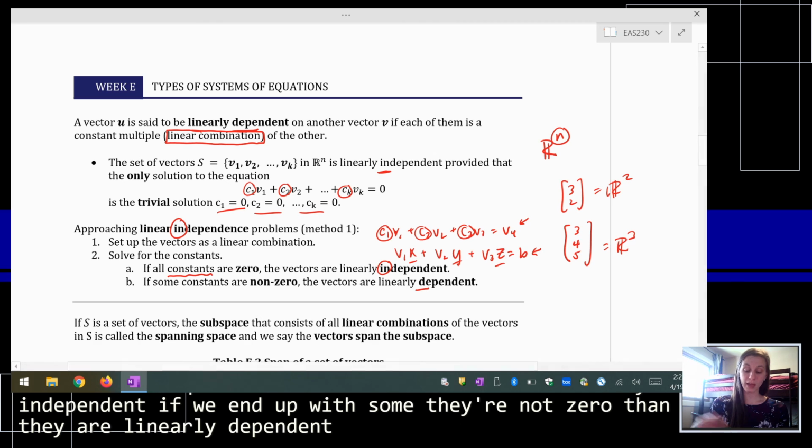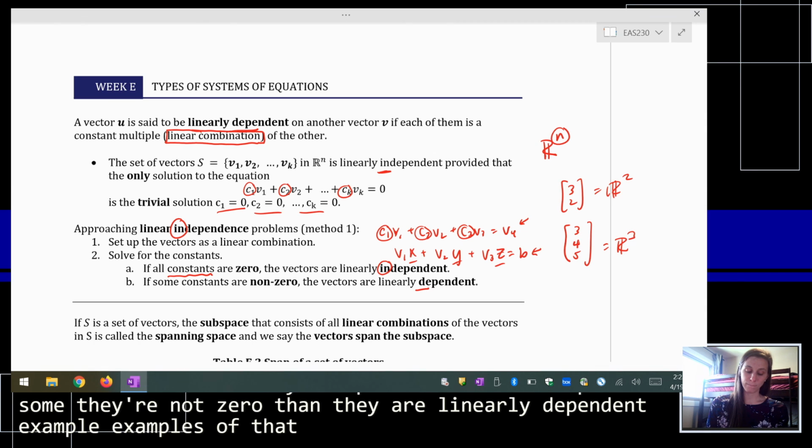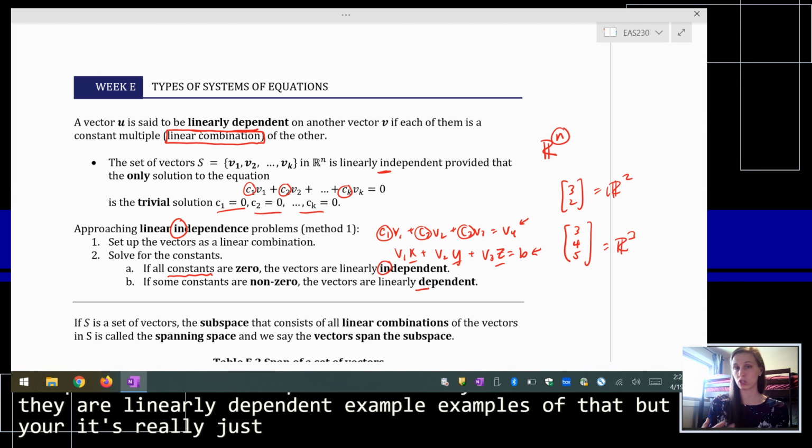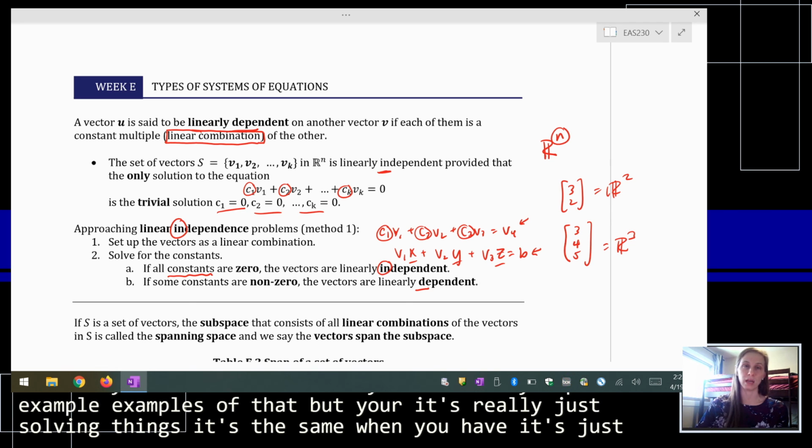So we'll look at examples of that. But it's really just solving things the same way you have. It's just the way we're interpreting our solution.